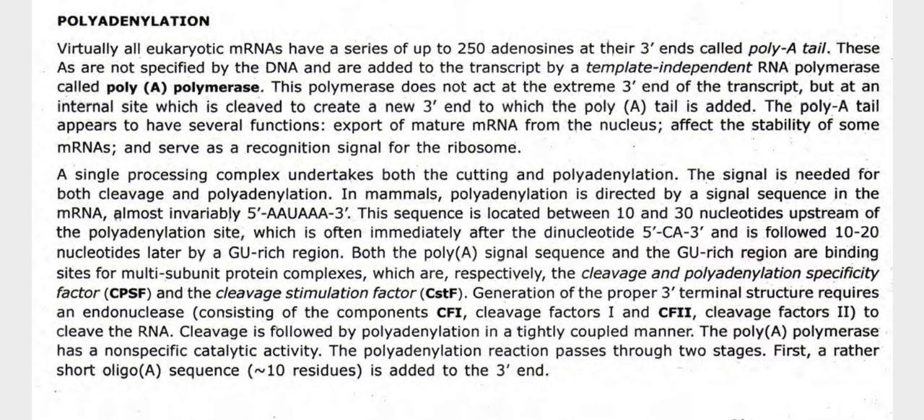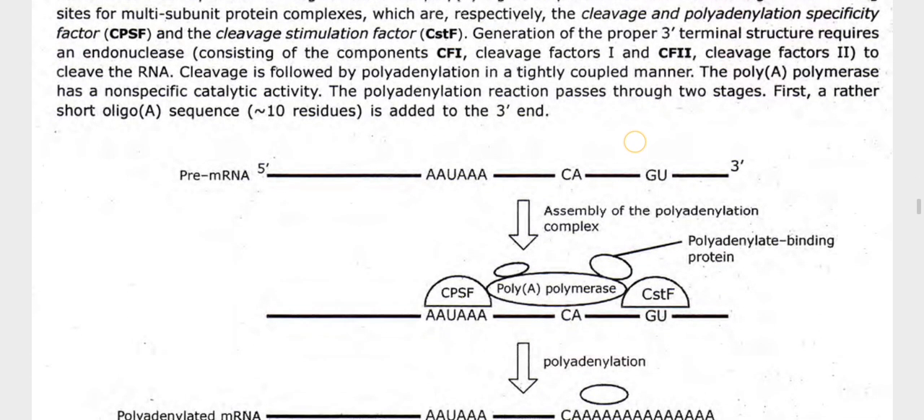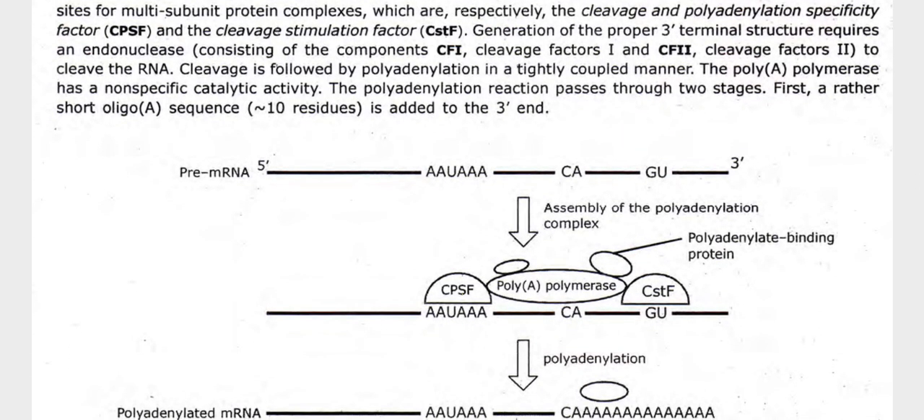This sequence is located between 10 and 30 nucleotides upstream of the polyadenylation site, which is often immediately after the dinucleotide 5' CA 3' and is followed 10 to 20 nucleotides later by a GU-rich region. Both the poly A signal sequence and the GU-rich region are binding sites for multi-subunit protein complexes, which are respectively the cleavage and polyadenylation specificity factor and the cleavage stimulation factor.